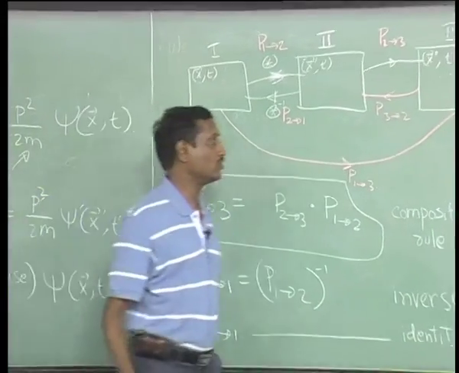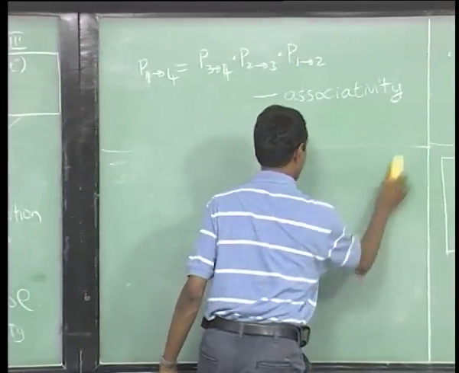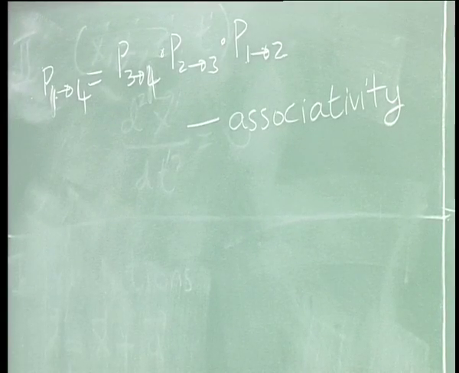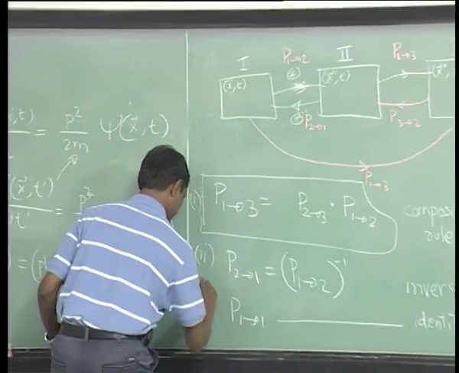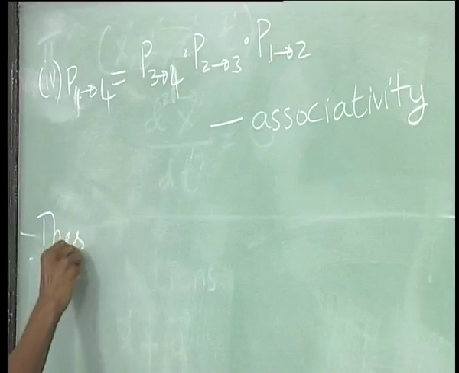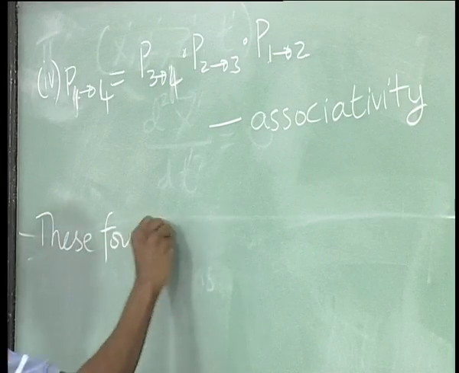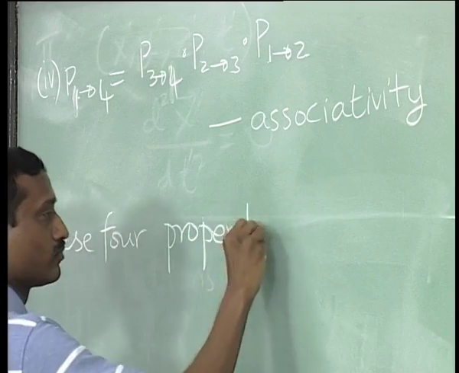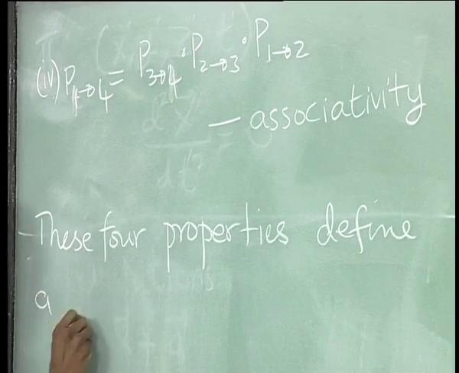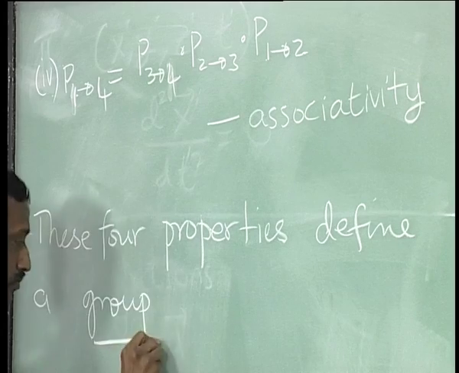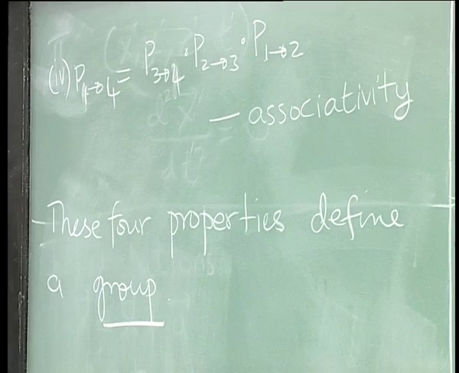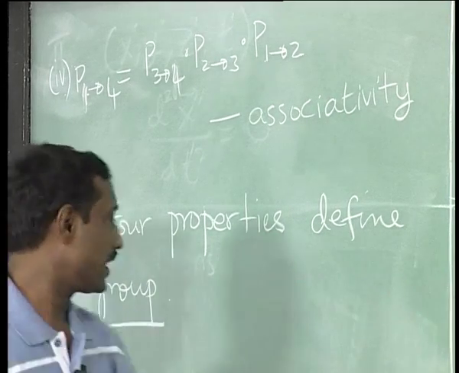Okay. So the amazing thing is that these 4 properties, let us call them 1, 2, 3 and 4, define a group. This mathematical thing I will give a formal definition of later.